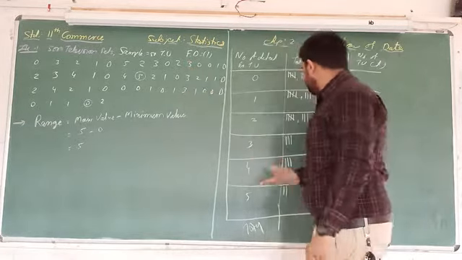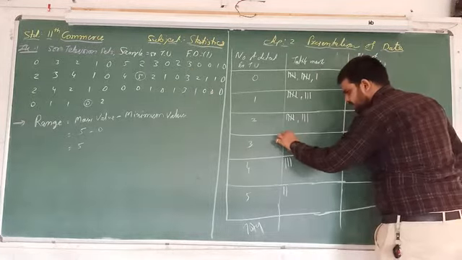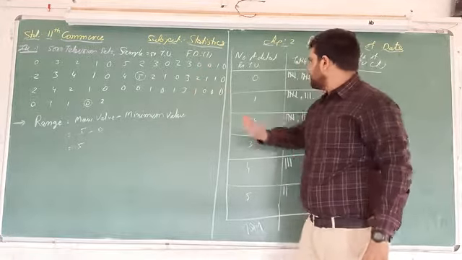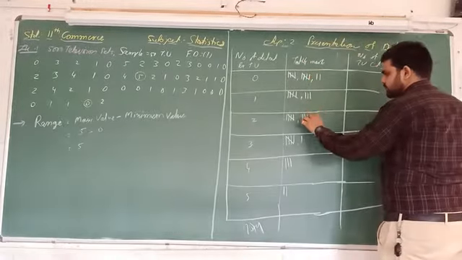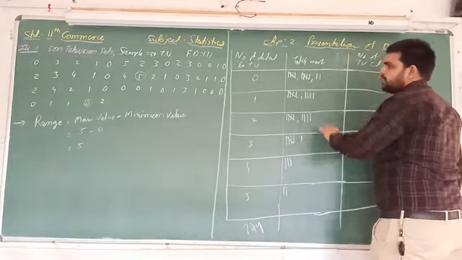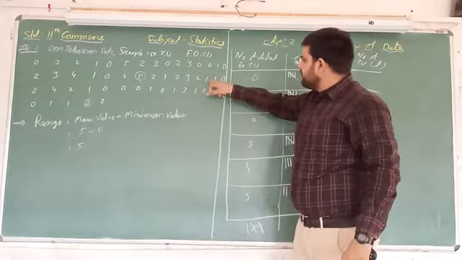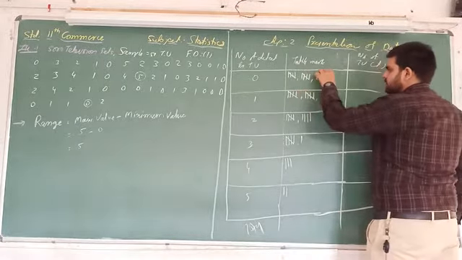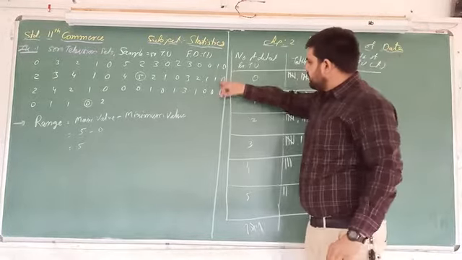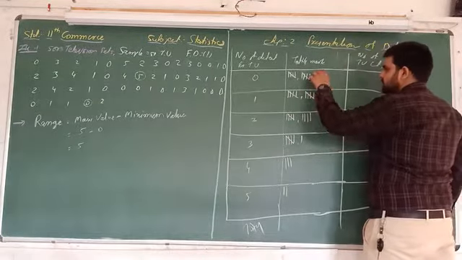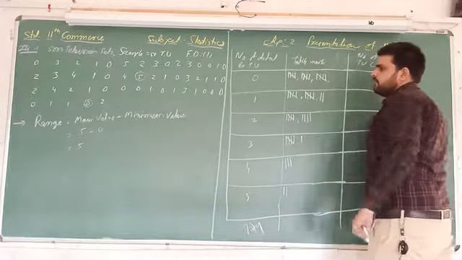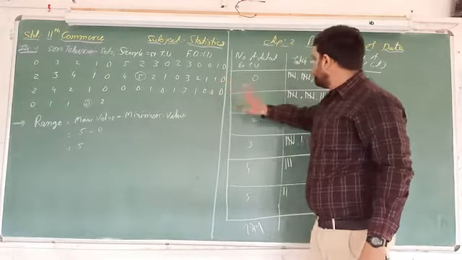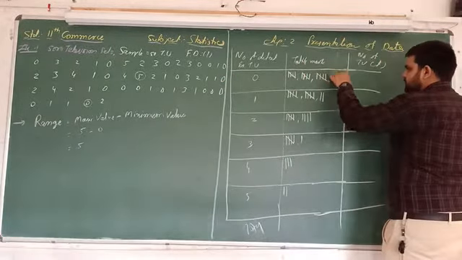Then 3, 3, 3. Then 0, 2, 1. Then 0, 1, 0. Then 1, 1, 0. And then 0, 0, 0.